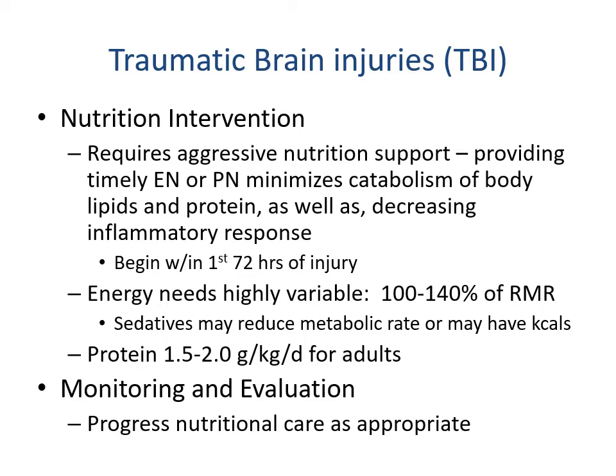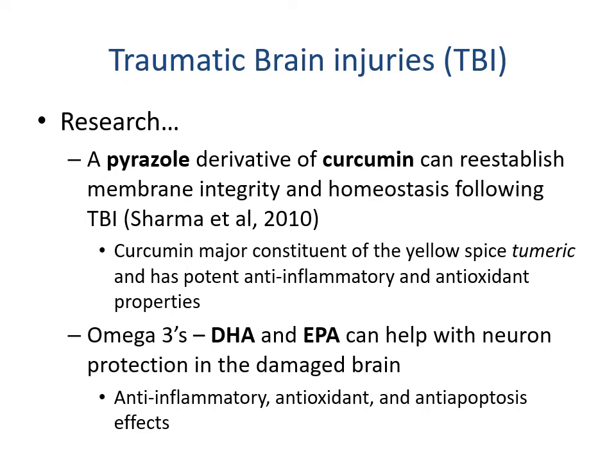And then monitor and evaluate. Looking at nutrition care and how it needs to be modified, looking at those transitional feeds to get back to oral intake as soon as appropriate. Current research is looking at pyrazole, a derivative of curcumin, looking at reestablishing membrane integrity and homeostasis following a traumatic brain injury. We know that curcumin is an anti-inflammatory, and this is a constituent of turmeric and has antioxidant properties as well. And omega-3s, so DHA and EPA, can help with neuron protection in the damaged brain. So anti-inflammatory, antioxidant, and anti-apoptosis effects. Omega-3s are going to definitely be beneficial as long as we don't overdo it.